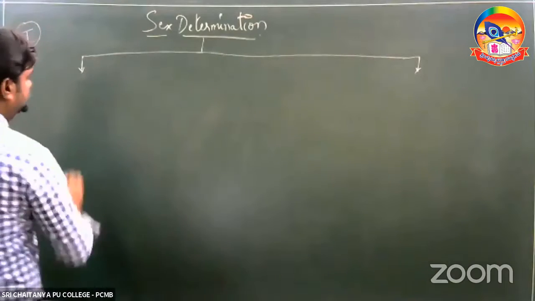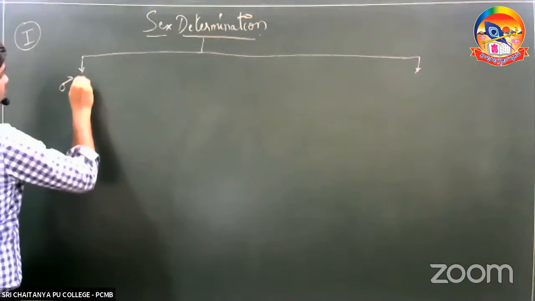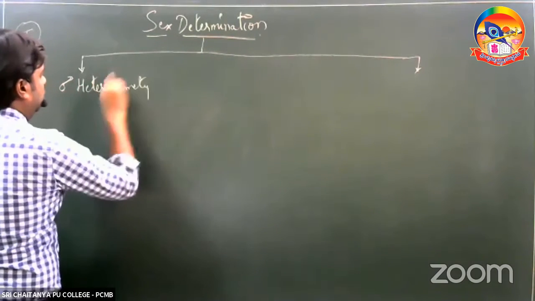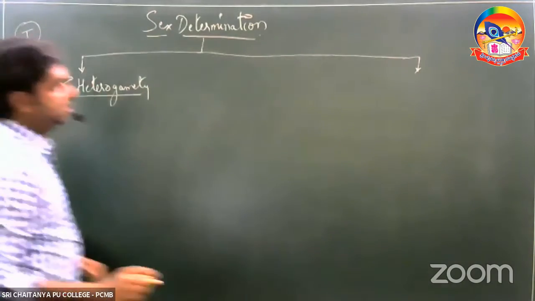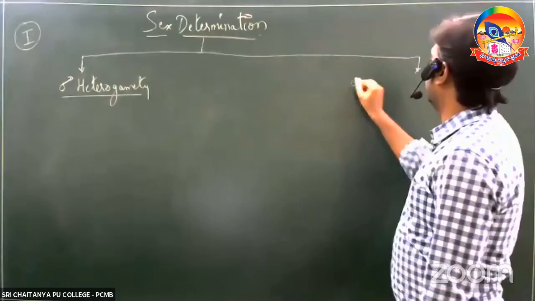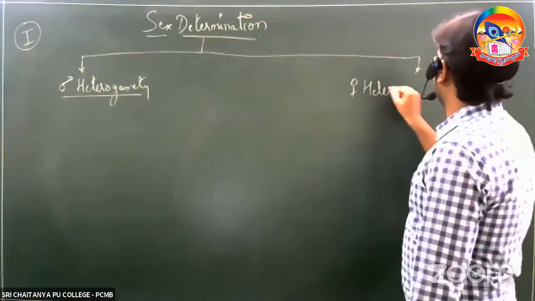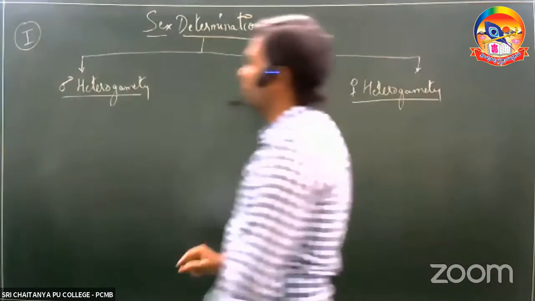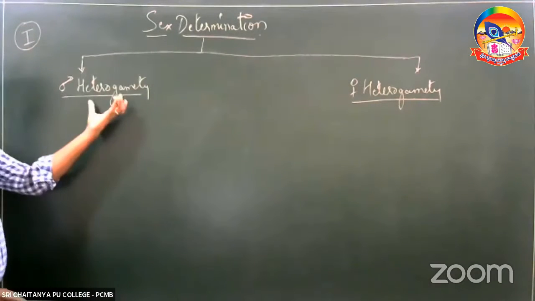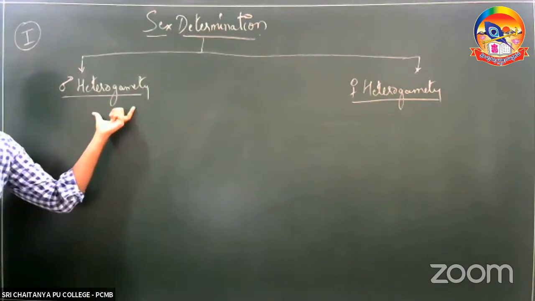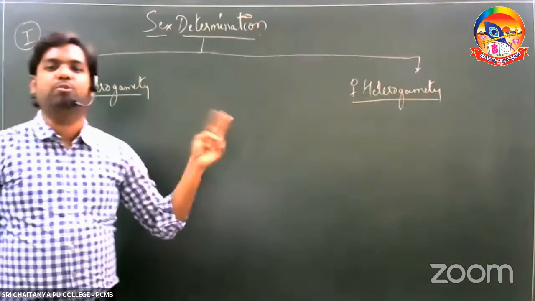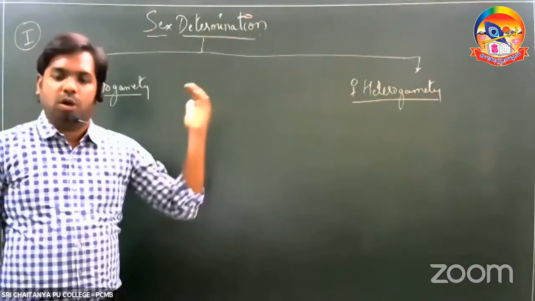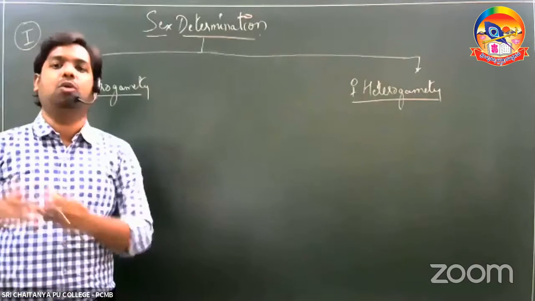One type of sex determination, we call it as the male heterogamety. The first type is called the male heterogamety, right? Second one would be termed as the female heterogamety. So the first one is male heterogamety and the second one is female heterogamety. Now, what does this mean? Heterogamety, we are now familiar with what exactly heterogamety is, right? If there are two different types of gametes being produced, such type of condition we call it as heterogamety, or we call that particular sex as a heterogametic sex.